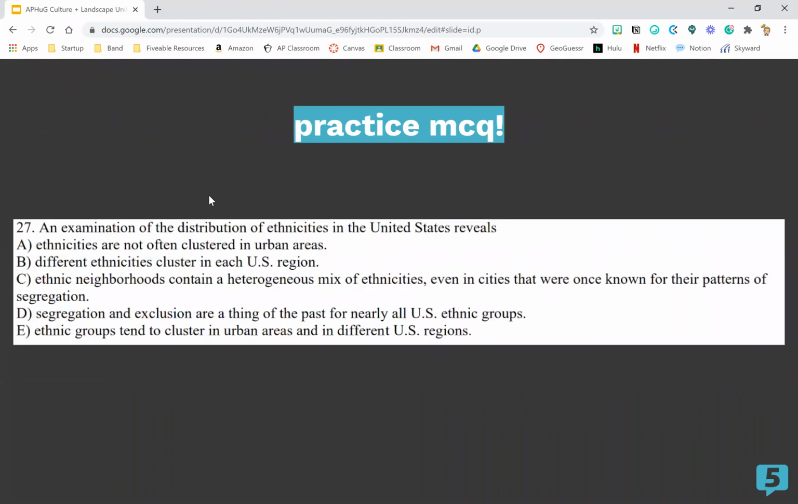So last practice MCQ. So we did 1, 2, 3, 4, then we skipped to 7, then we skipped to 27. Good job with your counting, Harrison. So an examination of the distribution of ethnicities in the United States reveals. I actually want you guys to answer this one. So I'll give you a second to type it in the chat. I'll see how you do. I just realized I didn't talk about one of these things, but let's see if you guys can get it anyways. I think you're smart.